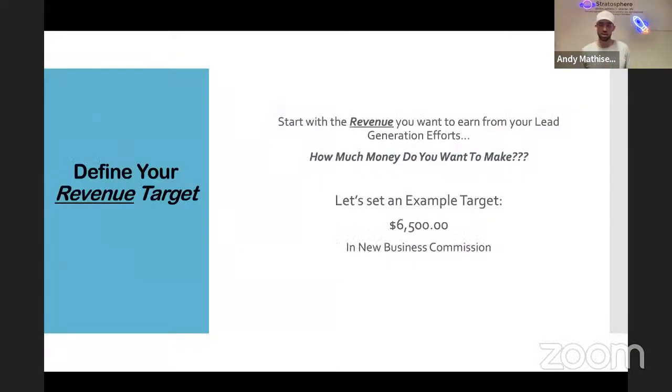This is a good example, and all this stuff are examples, but it's really just math. So this equation that I'm going to show you will reverse engineer your specific income that you wanted to work towards to get how much money you're going to make every day. So let's start with the revenue I want to earn from lead generation efforts. For this example, let's say I want to make $6,500 a month in new business commission. Very attainable. Let me show you how that's possible.